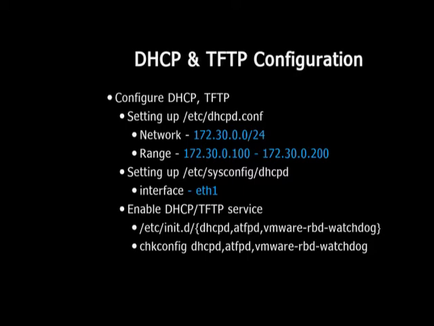So here we need to configure DHCP, so we need to edit the /etc/dhcpd configuration. For the secondary interface, I'm using a 172.30/24 network. I want my DHCP range to be .100 to .200. And then I configure the /etc/sysconfig/dhcpd configuration. This tells which particular interface I want to do DHCP on. And then lastly, I want to enable these services.